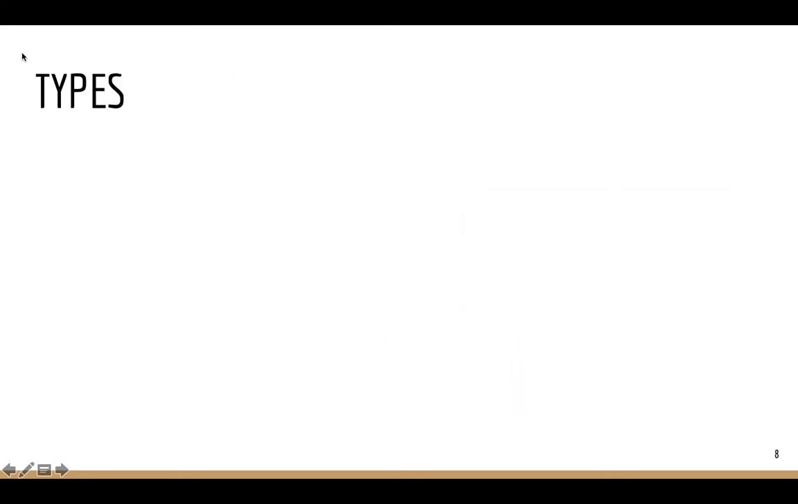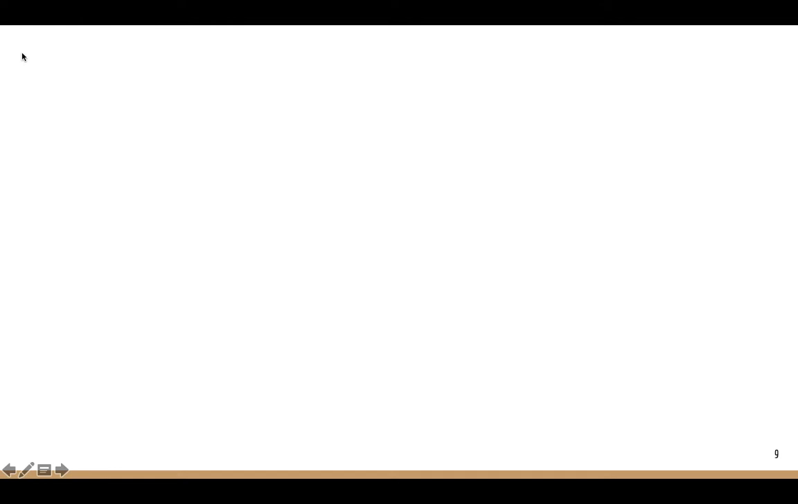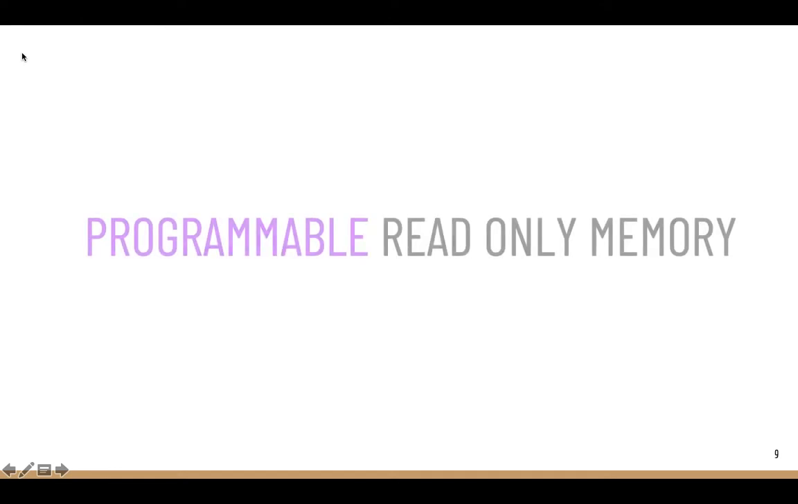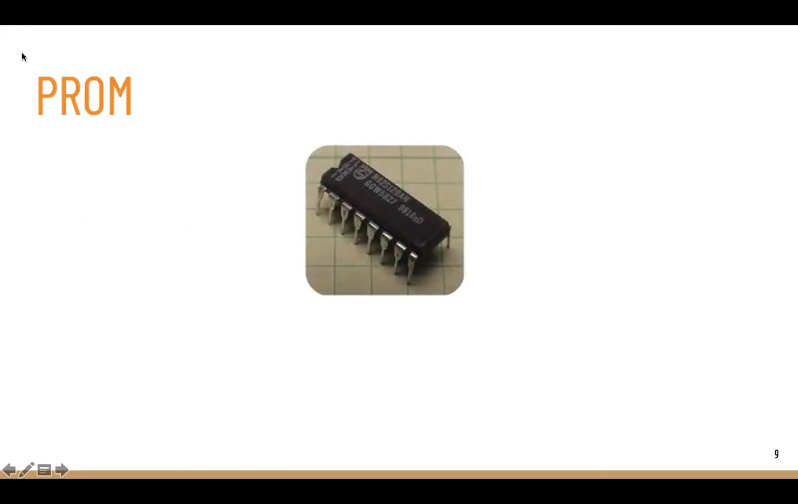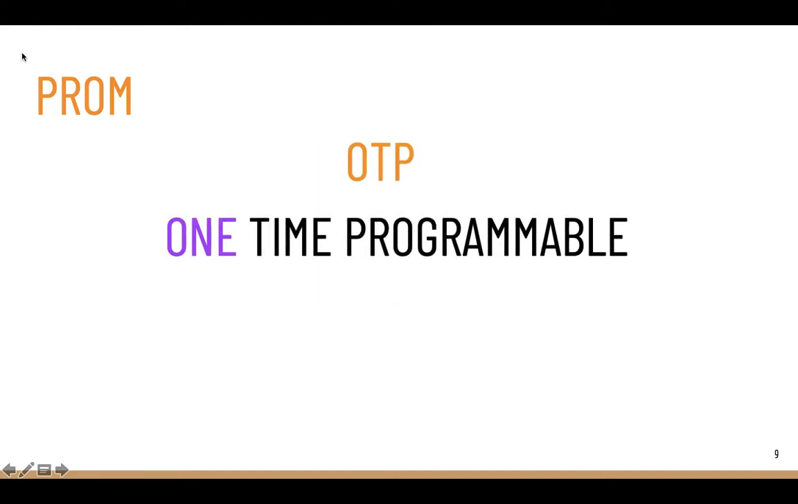What are the different types of ROM available? They are PROM, EPROM, EEPROM, Flash EEPROM, and Mask ROM. Let's start our discussion with PROM. PROM stands for Programmable Read-Only Memory. This is how a PROM looks. It is also known as OTP, that is, one-time programmable.